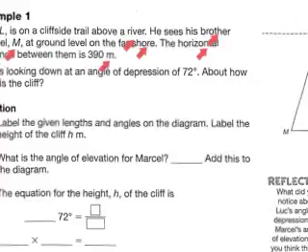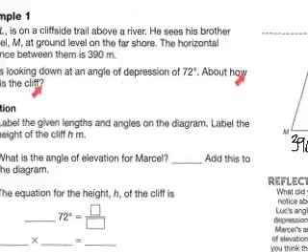So here we have Luke. Here we have Marcel. This is the cliff. And this is the distance between the two of them. Let's say if Marcel or Luke was right here, then the distance between the two of them would be 390 meters. We don't know the height of the cliff, so we're going to put that as h. It does tell us Luke is looking down at an angle of depression of 72 degrees. About how high is the cliff?